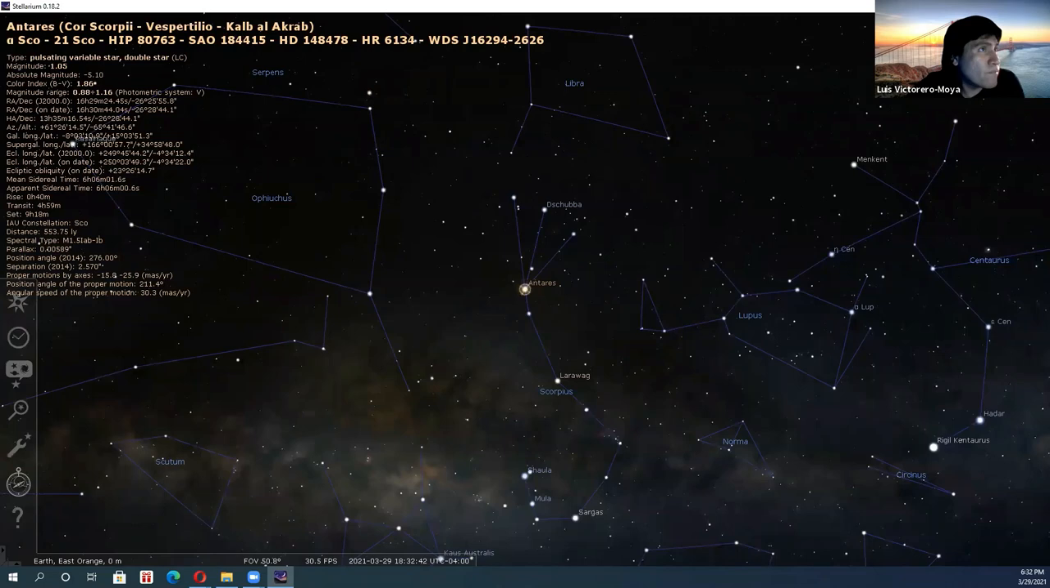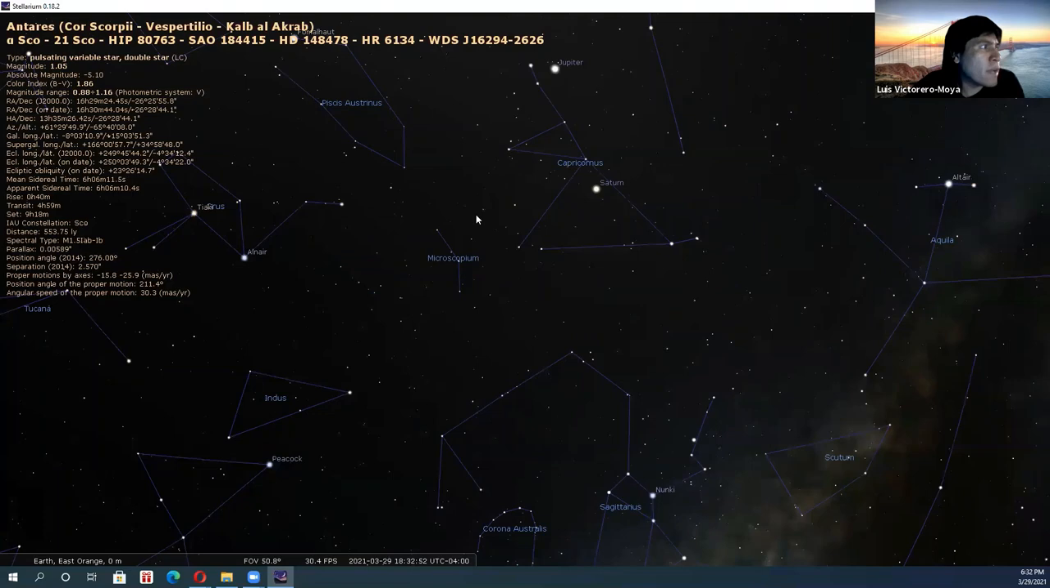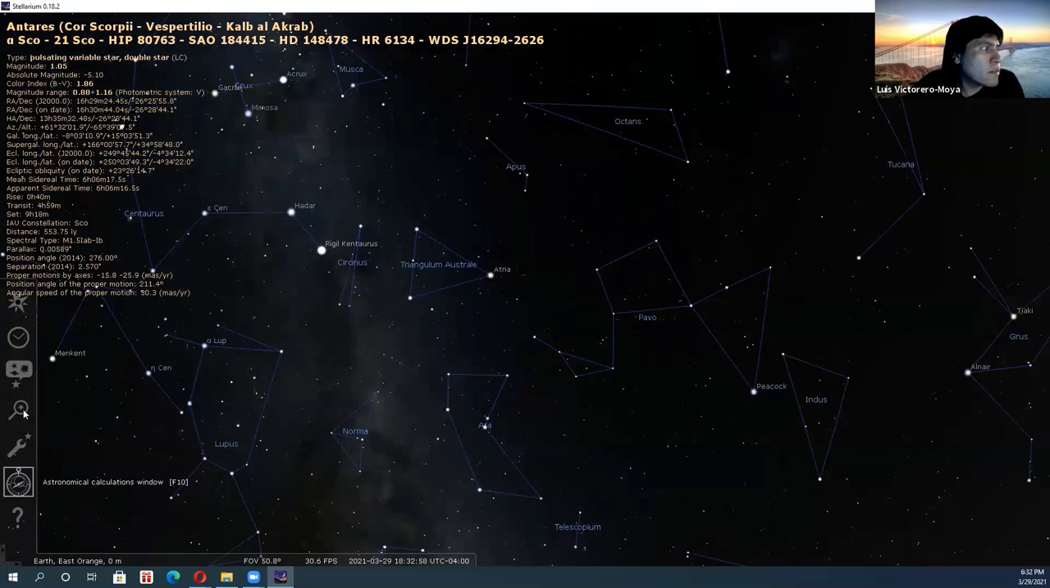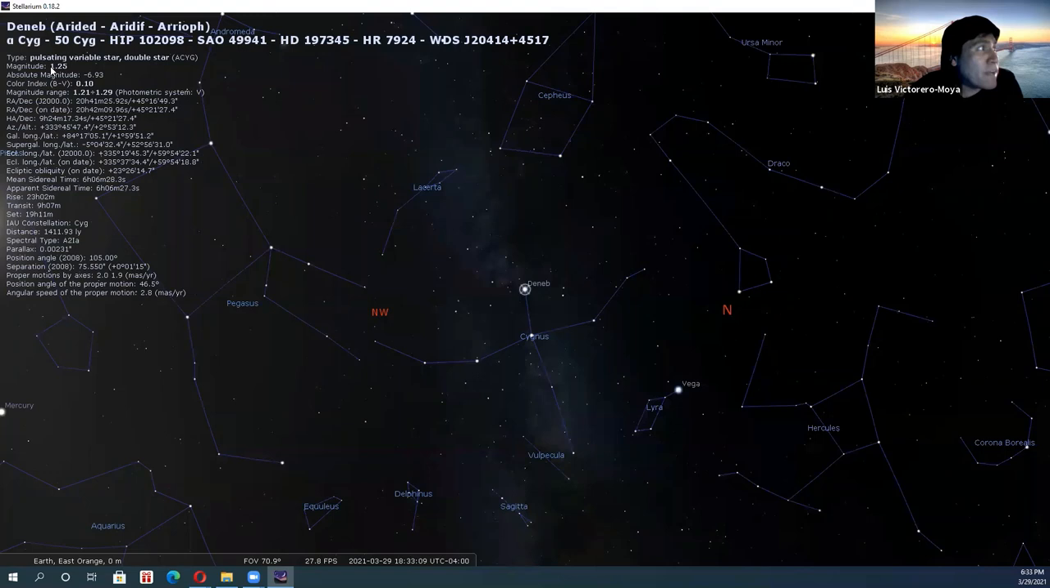All right. Let's take a look at Deneb, which is another bright star that's in the Cygnus constellation. There you are. Its apparent magnitude is 1.25, but that's because it's more than 1,000, around 1,400 light years away. The absolute magnitude, however, is very small. It's smaller than the one of Antares. That means that it's intrinsically brighter, right?